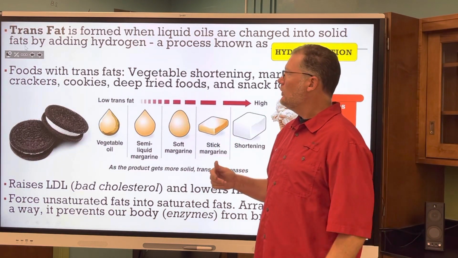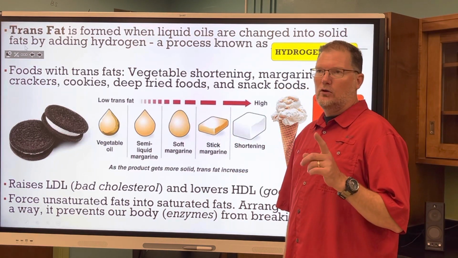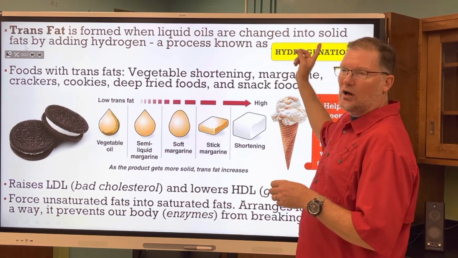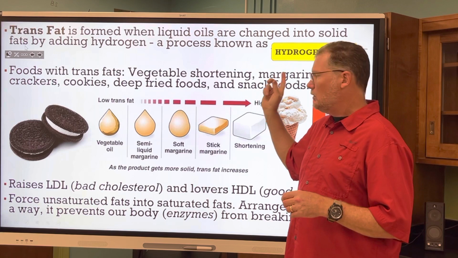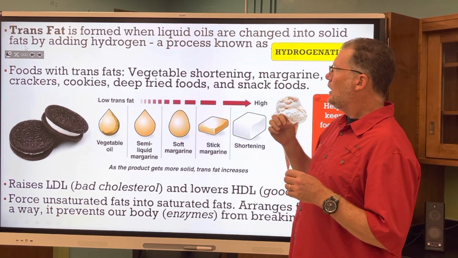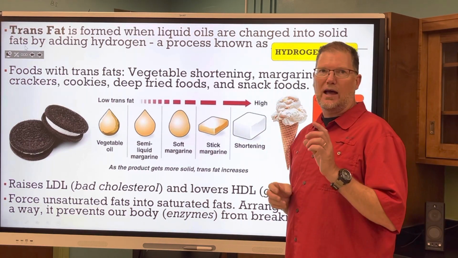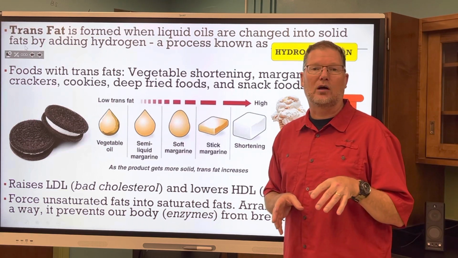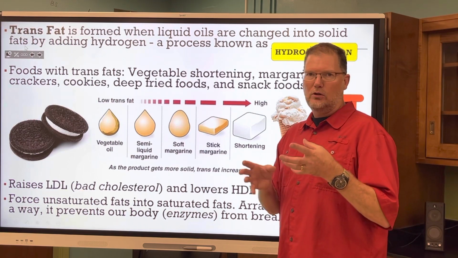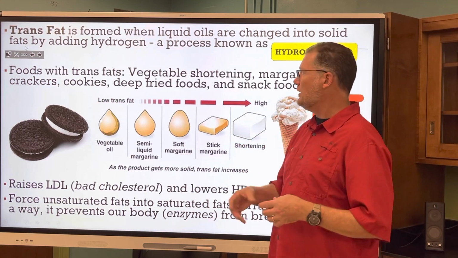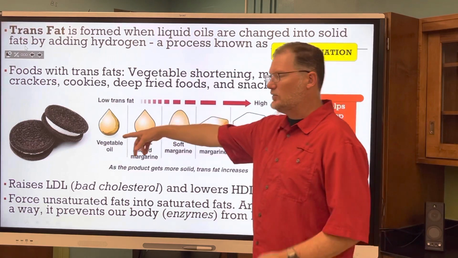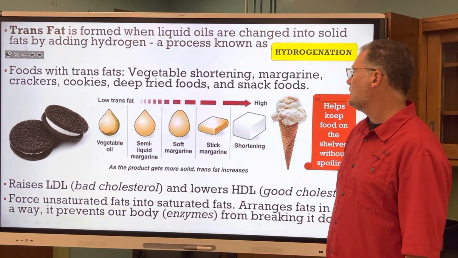Margarine, again, I told you that vegetable oils were liquid, but what they're doing is they're hydrogenating it. So they're adding hydrogens to turn that kink back straight again, so it's a solid at room temperature. So it's a vegetable oil that's solidified. Hydrogenated vegetable oil, it's called. Cookies like Oreos, deep fried foods, and snack foods.